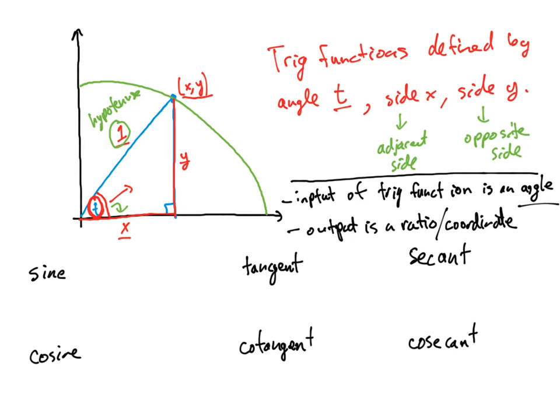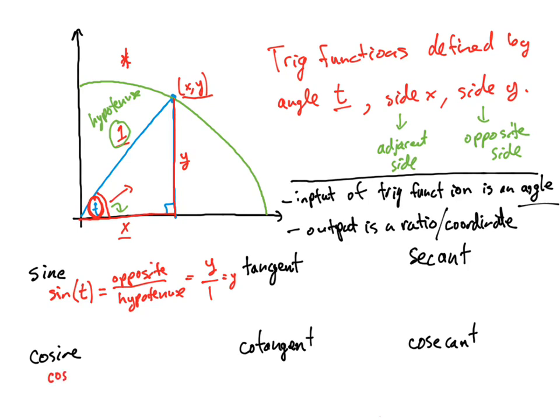For sine, we abbreviate sine as sin. The input is the angle t, and sine is defined as the opposite side of that angle divided by the hypotenuse. Looking at this diagram, the opposite side of angle t is y, the hypotenuse is 1. So y over 1, or just y. When the hypotenuse is equal to 1, we just need to think about the opposite.